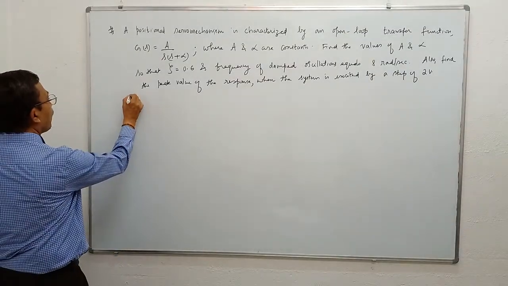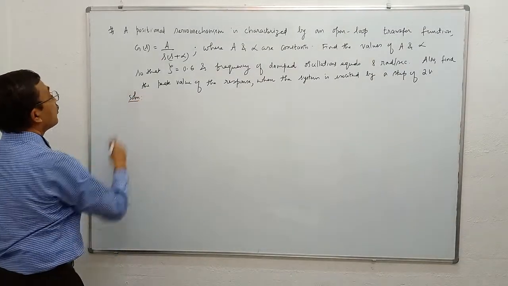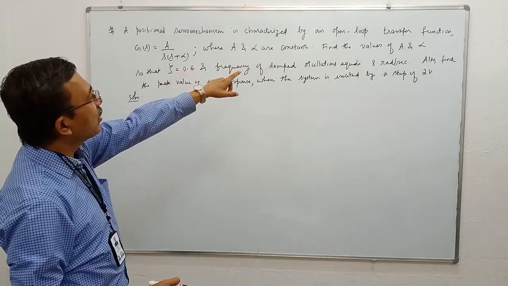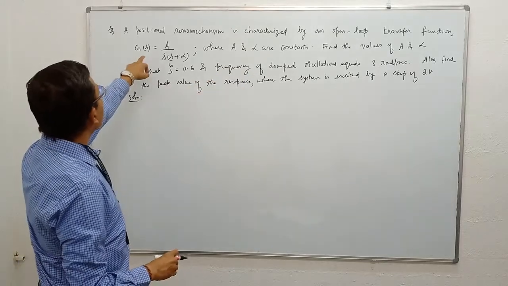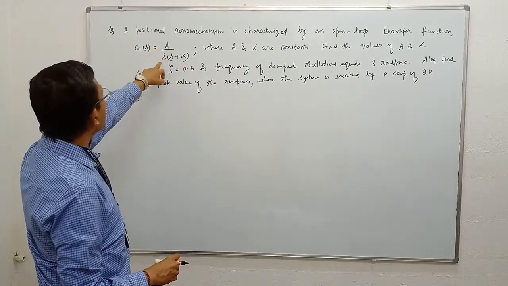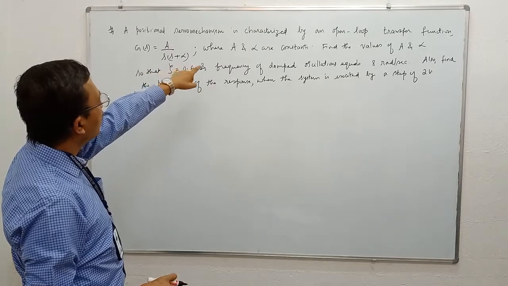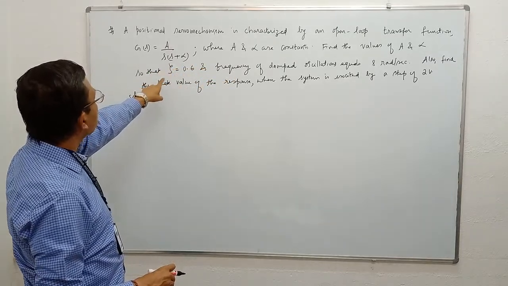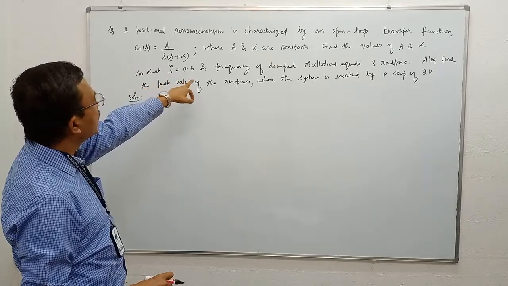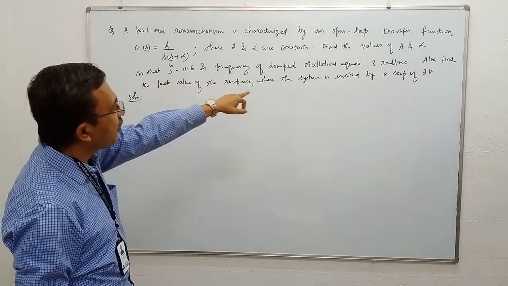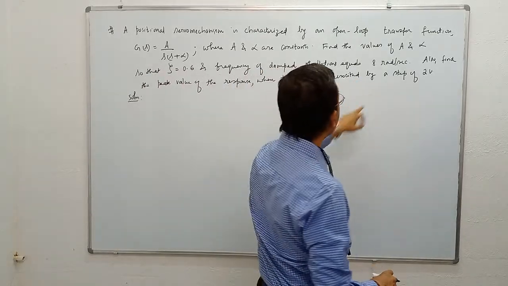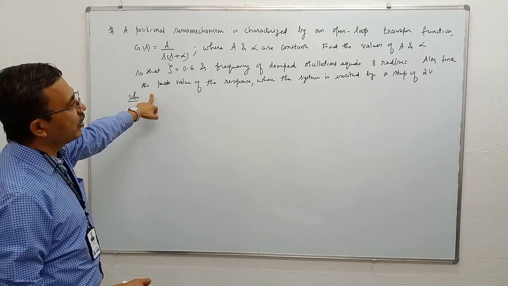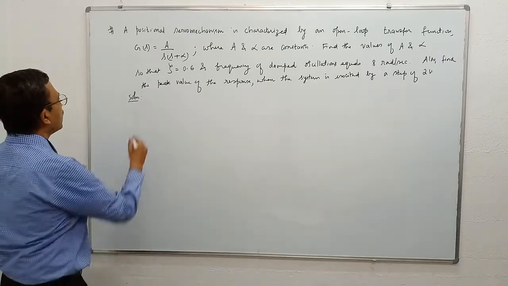Solution. Let us read the problem once. A positional servo mechanism is characterized by an open loop transfer function G(s) = A divided by s into (s plus alpha), where A and alpha are constants. Find the values of A and alpha so that zeta equals 0.6 and frequency of damped oscillations is equal to 8 radians per second. Also find the peak value of the response when the system is excited by a step of 2 volts.